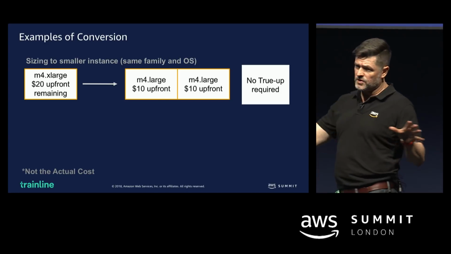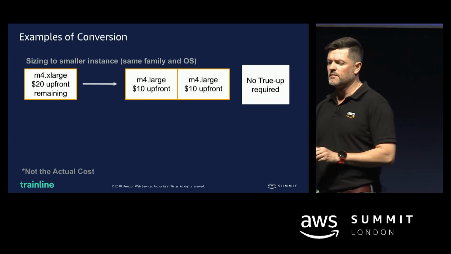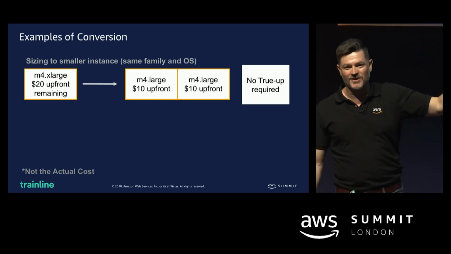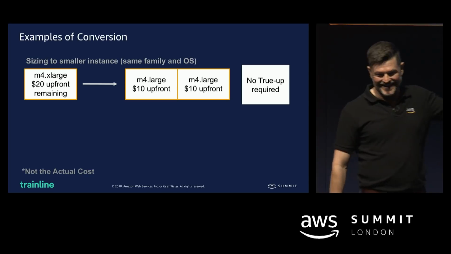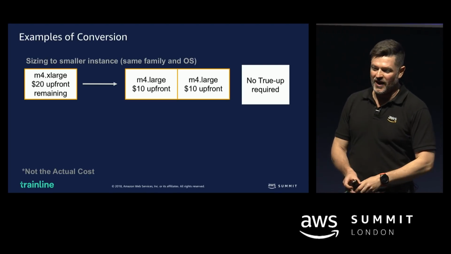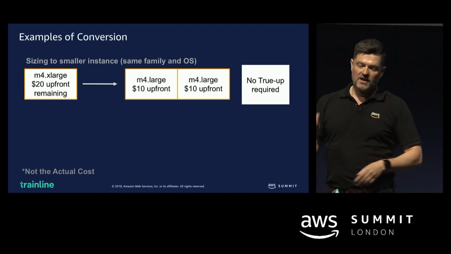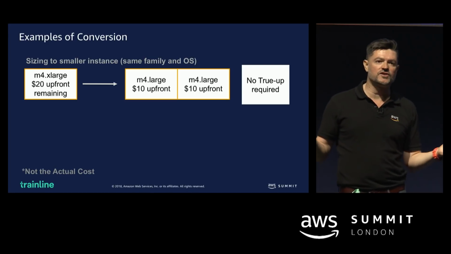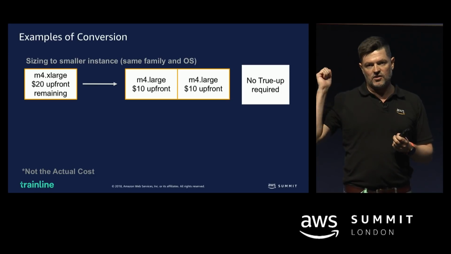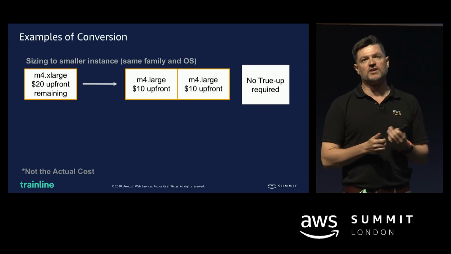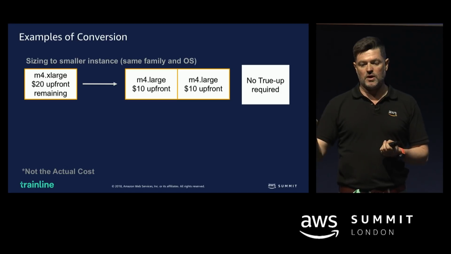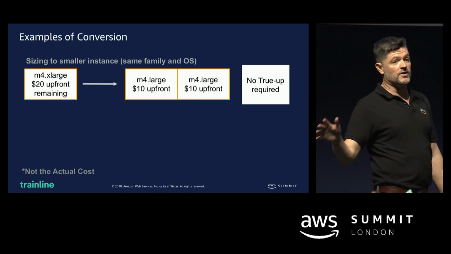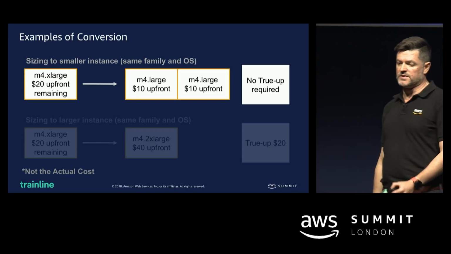So here's an example of conversions, because it can get a little bit confusing with convertible RIs. So once again, disclaimer, not the actual cost of an RI. If it was, wow, it'd be crazy. So it's not the actual cost of an RI. An M4 extra large. Let's say it's $20 up front. You've got $20 up front remaining. And your workloads change, your environment's changed. Your dev team comes to you and goes, you know what, we actually want to split it up. You can go down to 2 M4 larges. If they were both $10 up front at that period of time, there's no true up required. You can change them down, fine, no problems.